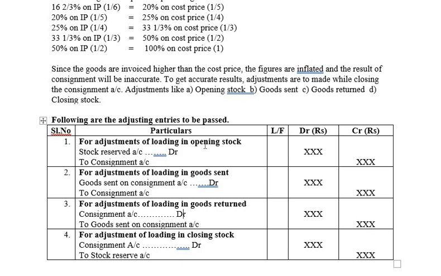That is, adjustment of opening stock, adjustment of goods sent, adjustment of goods returned and adjustment of closing stock. As I told you, to get accurate results, to get accurate figures, the consignor has to make adjustments in terms of opening stock, goods sent, goods returned and closing stock. So these are the journal entries for the adjustments being made.